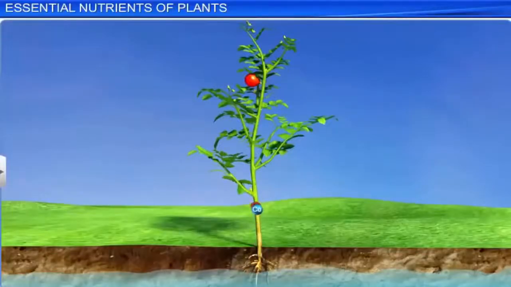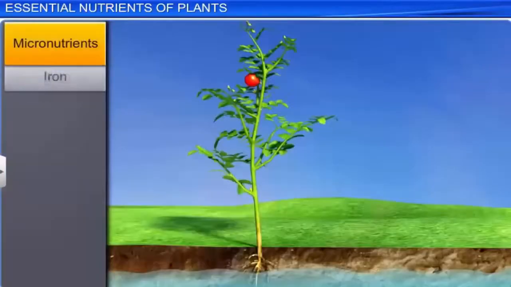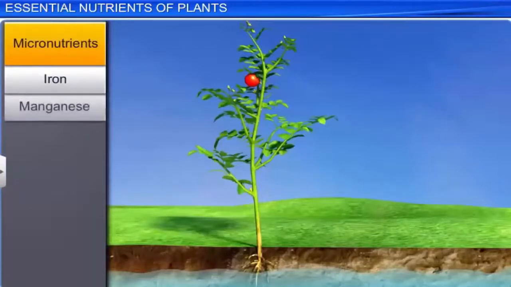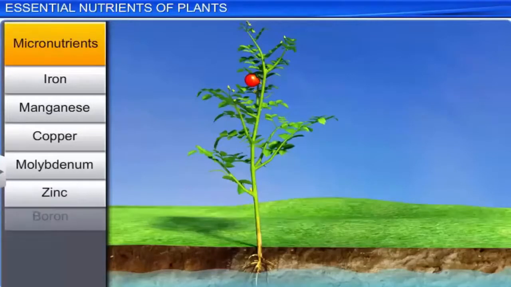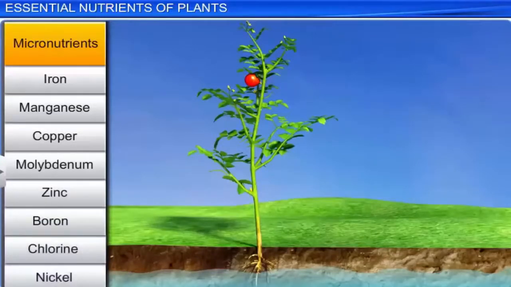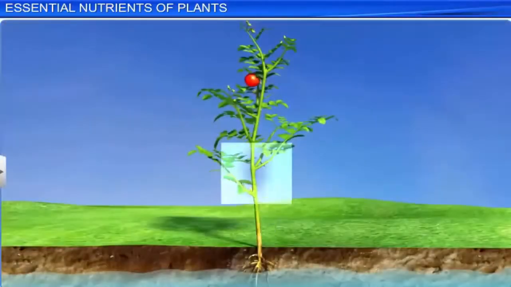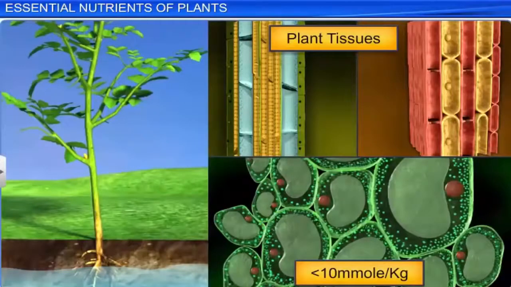The elements that are required in minute quantities are called micronutrients or trace elements. Iron, manganese, copper, molybdenum, zinc, boron, chlorine, and nickel are examples of micronutrients. Plant tissues contain less than 10 mmol per kg of dry matter.